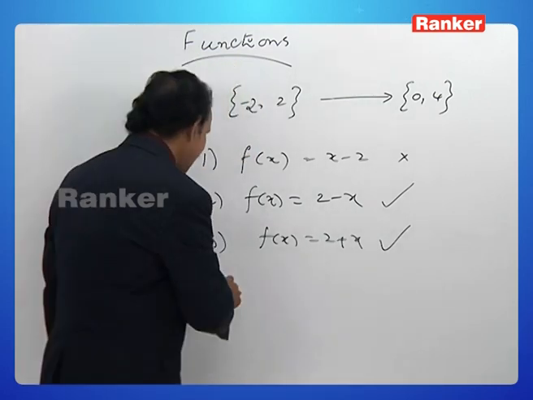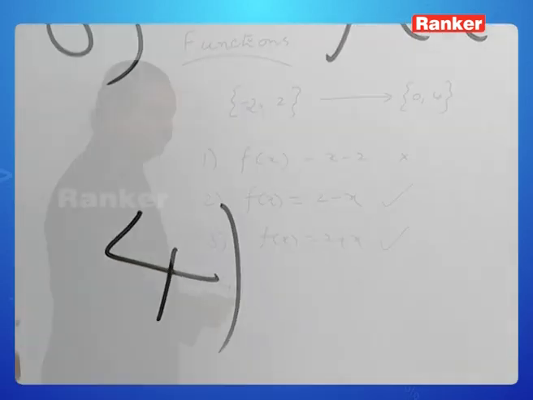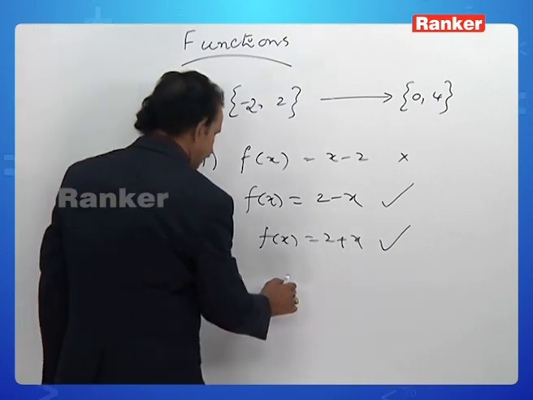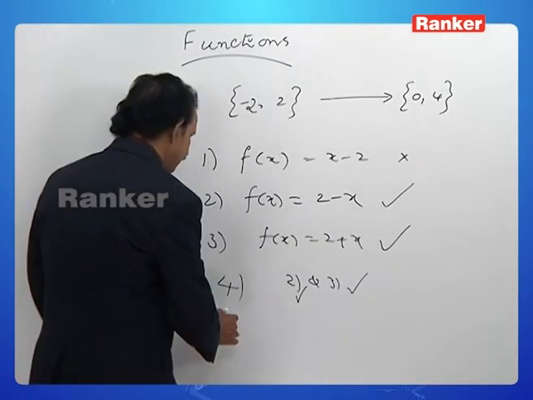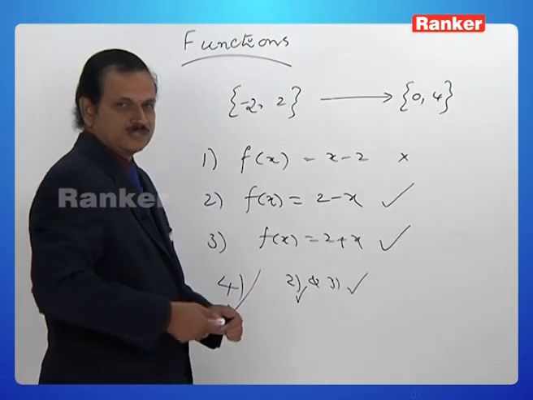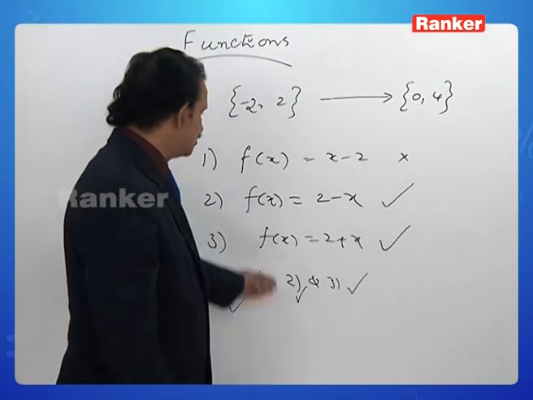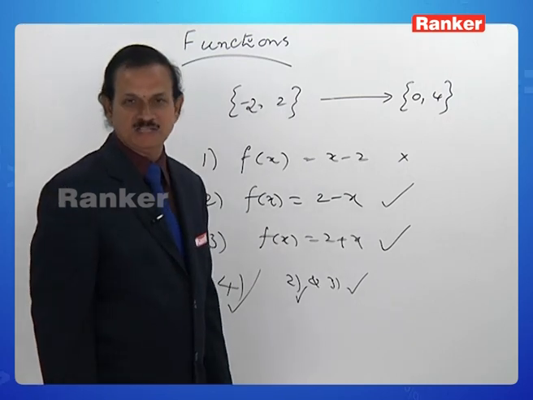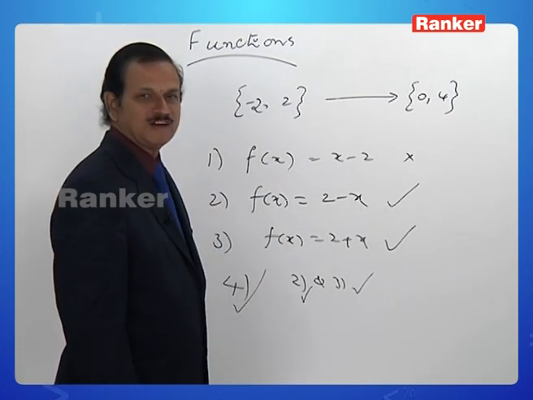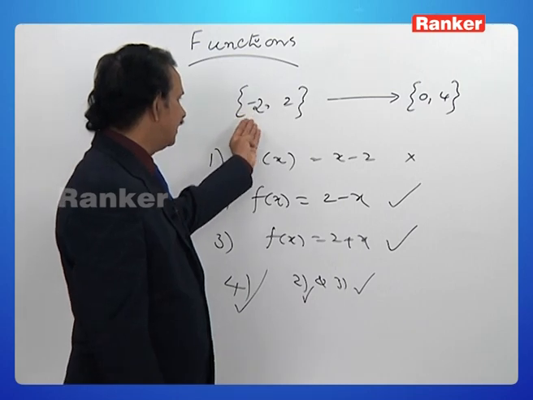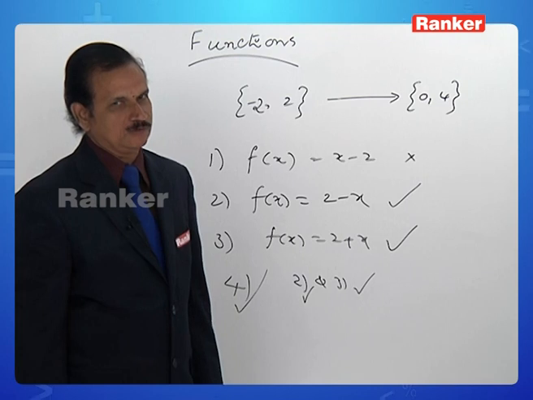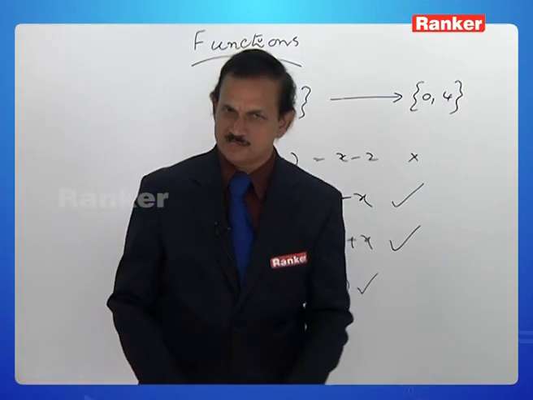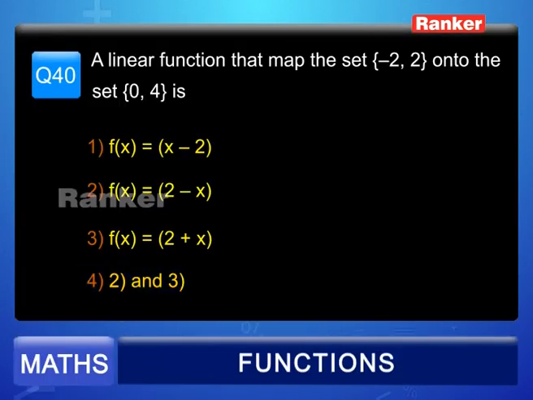Hence, the correct, most appropriate option is the fourth option, that is, second and third both are correct. Therefore, the right option is the fourth option. These two ways of defining the function f make it onto from the set containing minus 2 and 2 to the set containing 0 and 4. Therefore, the correct option is the fourth option.